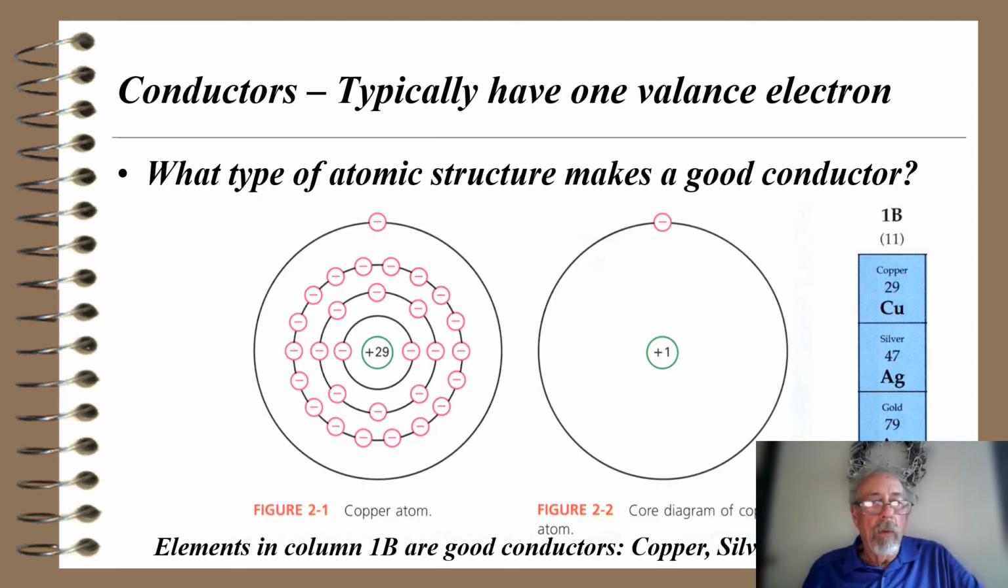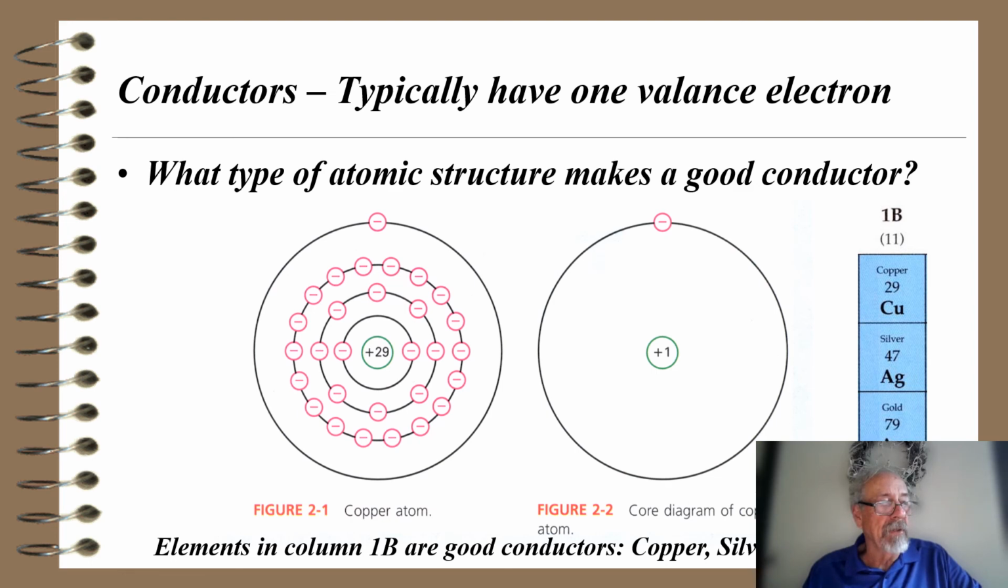So what makes a good conductor? Typically they have 1 valence electron. And again, copper is shown. And we can redraw the copper atom on the left as the one on the right, where it just shows that if I subtract 28 from the nucleus on the left, I'm left with a +1, which is the charge that compensates for the outermost valence electron there.